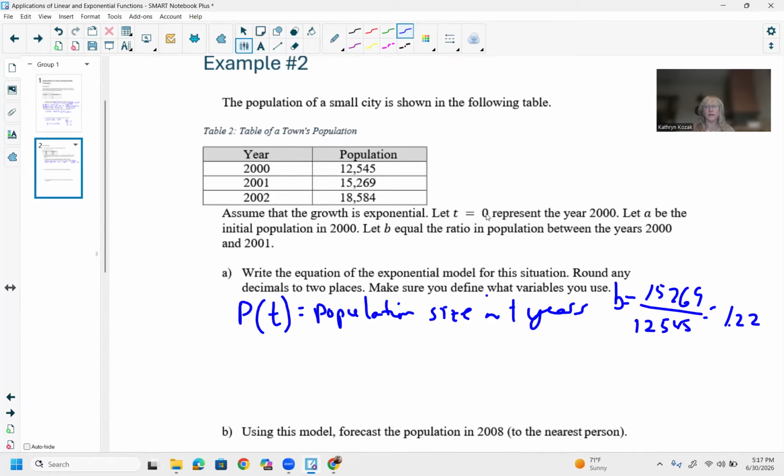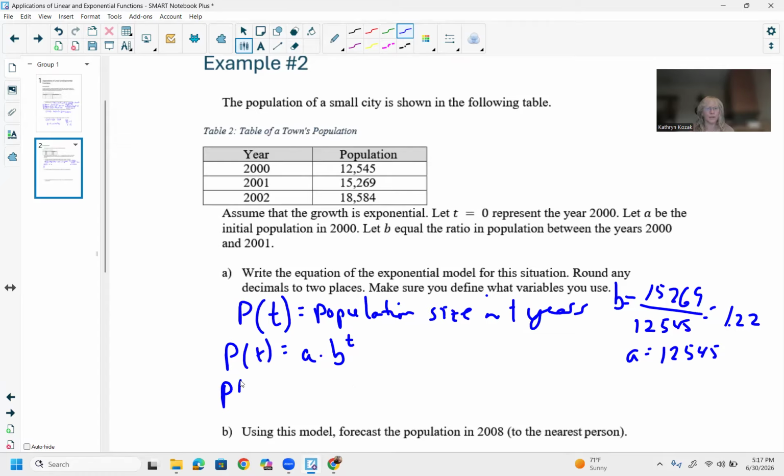It also said to let t equal 0 represent the year 2000 and let A be that initial population in 2000. So that tells me my A is 12,545. The reason I'm using A's and B's is because I know that exponential equations have the formula P of t is equal to A times B to the t.